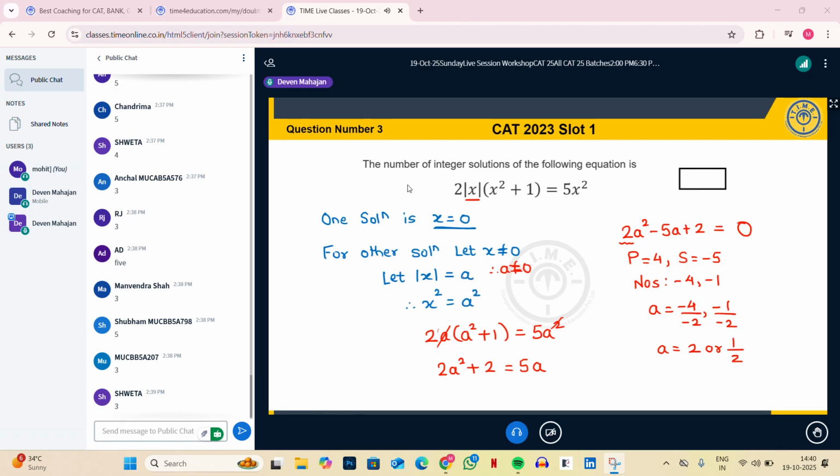Now if a is taken as 2, mod x is 2. A itself is mod x. So now we have got mod x is equal to 2. और mod x अगर 2 है तो x can be plus or minus 2.